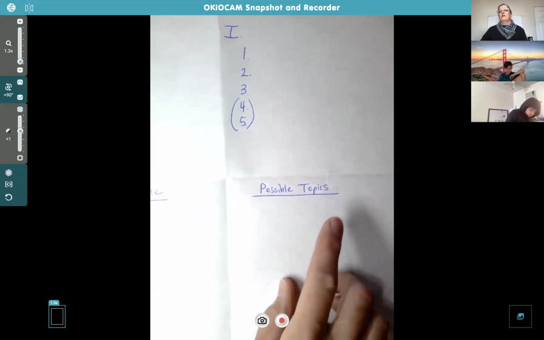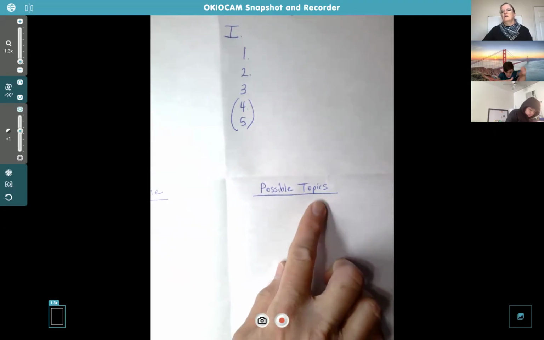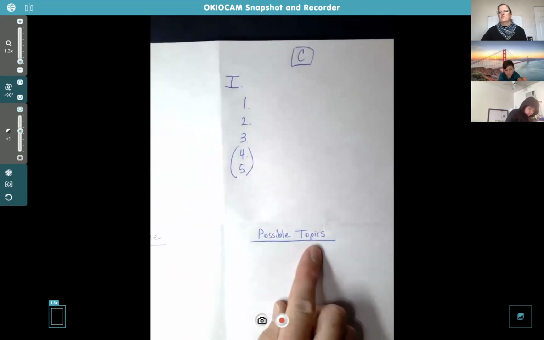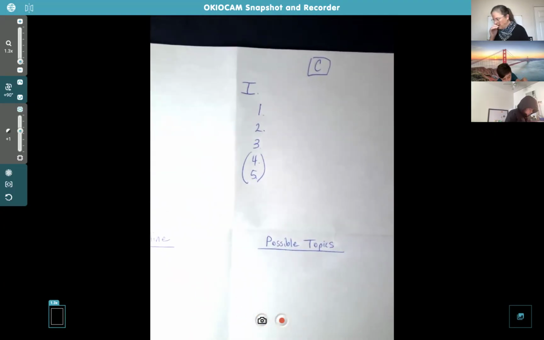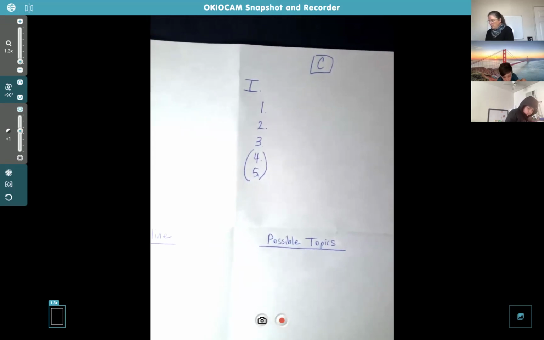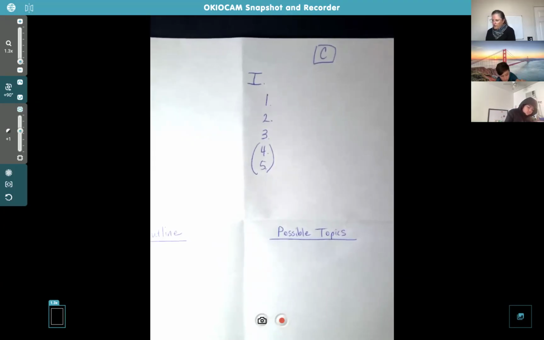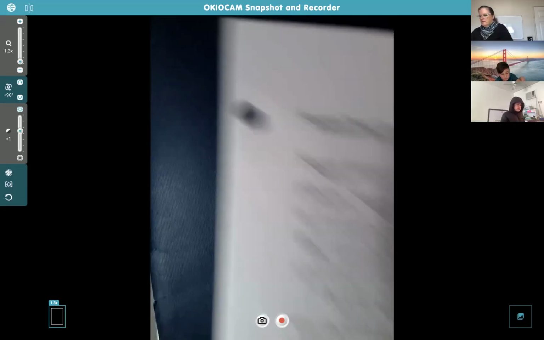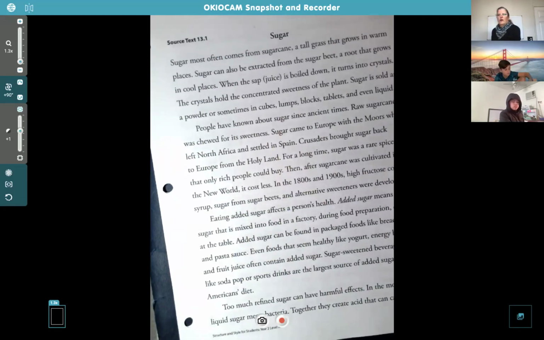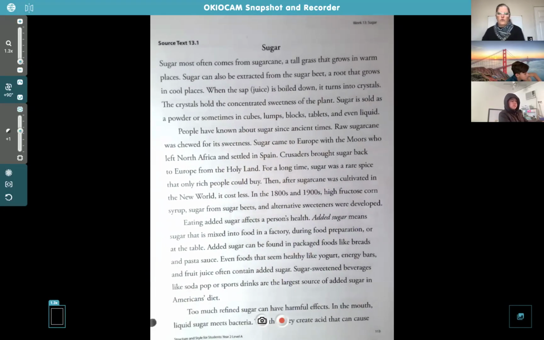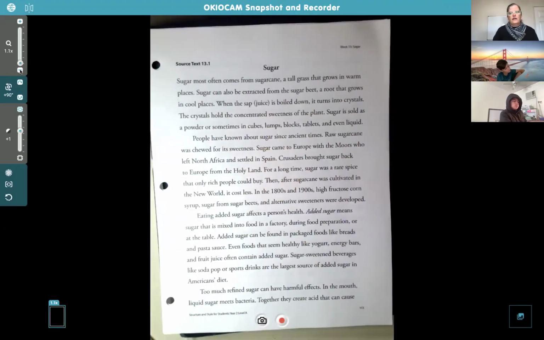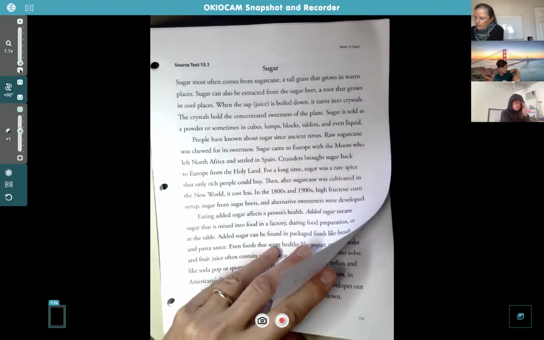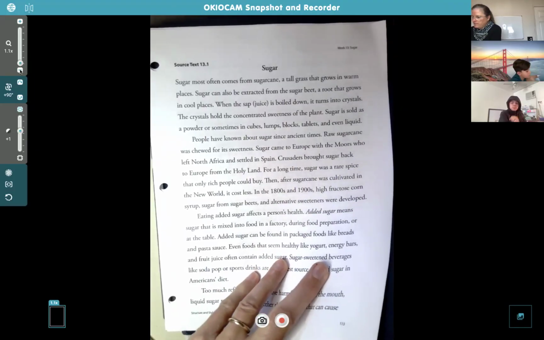Did you already write it, Sawyer? Underneath C, write possible topics right here. Okay, and then the box underneath that. And then I want you to find the 3 articles. So you're going to need page 113. Let me get this out here. All the articles we're going to look at, and we won't have time to read them all, but we're going to look at them all. And so it's 113, 115, and 117.